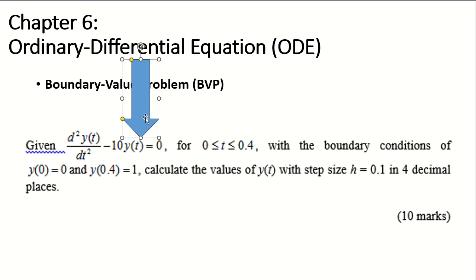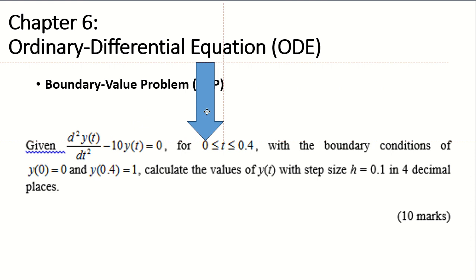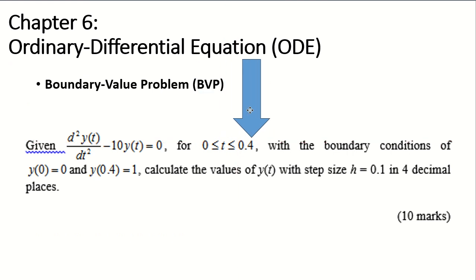Unlike the initial value problem, if this is a boundary value problem, you now need to rearrange the equation to be first order derivative equal to something. Okay, so please take note of this. Let us continue to analyze the equation. This equation gives the range of t, from 0 to 0.4.